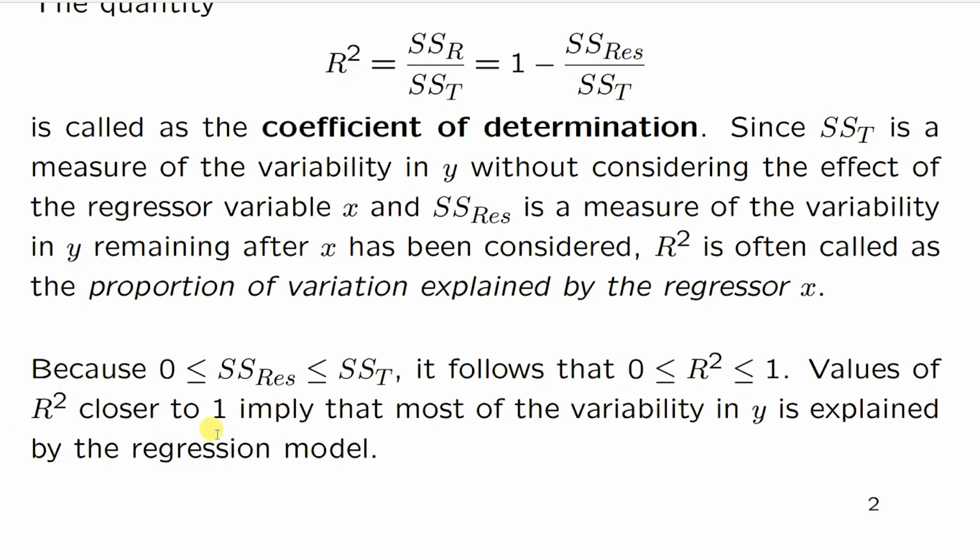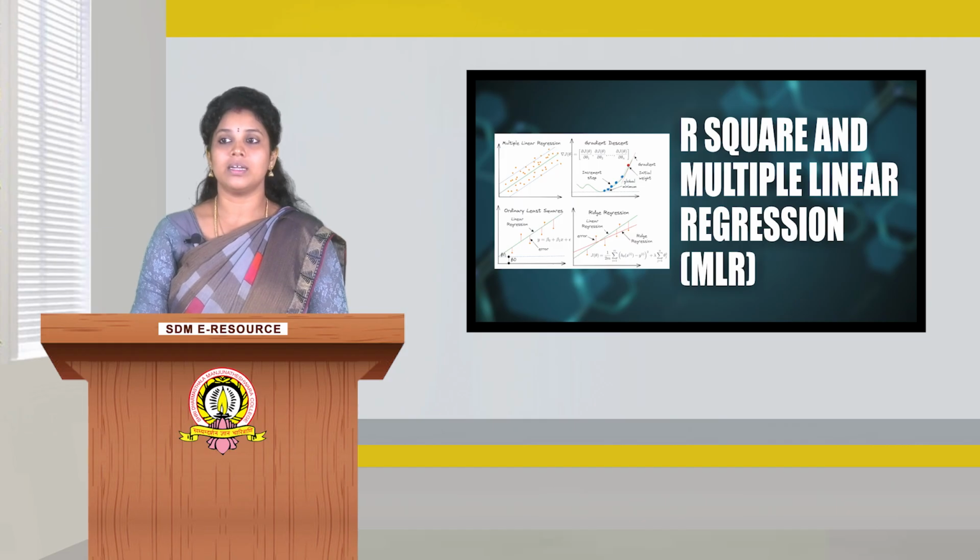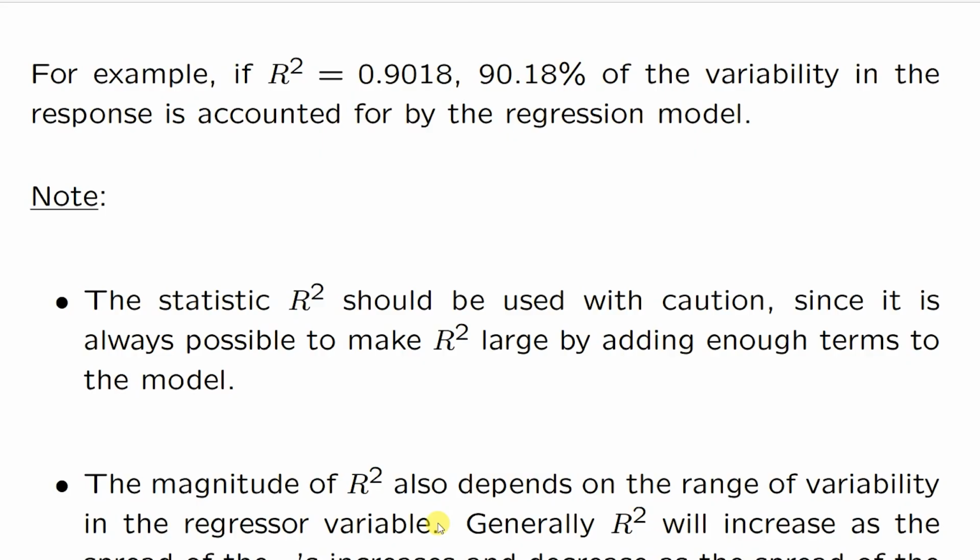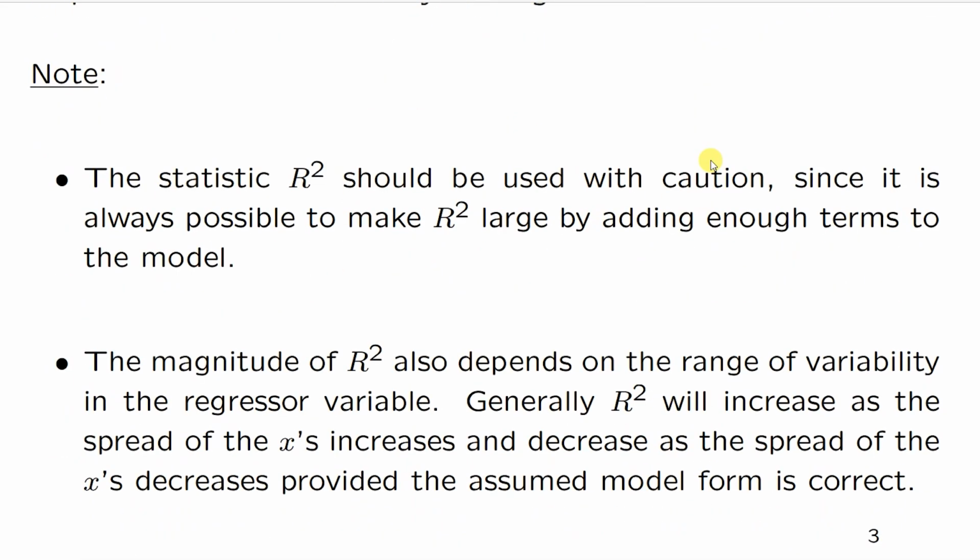Values of R square closer to 1 imply that most of the variation in y is being explained by the regression model. Let us consider an example. Suppose we get R square as 0.9018. So this means that 90.18% of the variability in the response is accounted for by the regression model. Now let us consider some notes regarding the coefficient of determination R square.